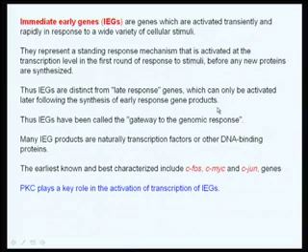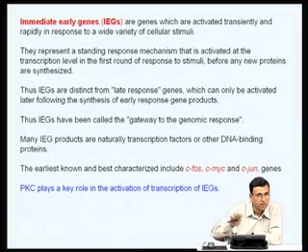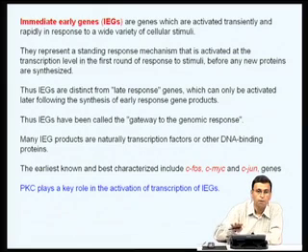The immediate early genes are the genes which are activated transiently and rapidly in response to a wide variety of cellular stimuli, growth proliferating stimuli. They represent a standing response mechanism that is activated at the transcription level in the first round of response to stimuli before any new proteins are synthesized. So, you can see the immediate early gene activation requires no protein synthesis. There are already proteins like serum response factor in the cytoplasm, and they are phosphorylated by protein kinase C, and that triggers transcription of immediate early genes. So, transactivation of immediate early genes does not require any protein synthesis. It basically requires phosphorylation of pre-existing transcription factors like SRF.